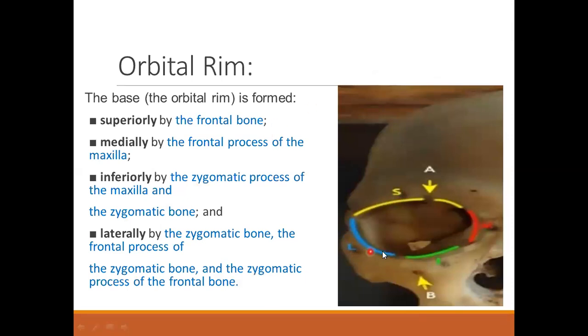Now, this is the orbital rim. The orbital rim is formed superiorly by the frontal bone, medially by the frontal process of the maxilla, then inferiorly by the zygomatic process of the maxilla and the zygomatic bone, and laterally by the zygomatic bone and the frontal process of the zygomatic bone, and the zygomatic process of the frontal bone.